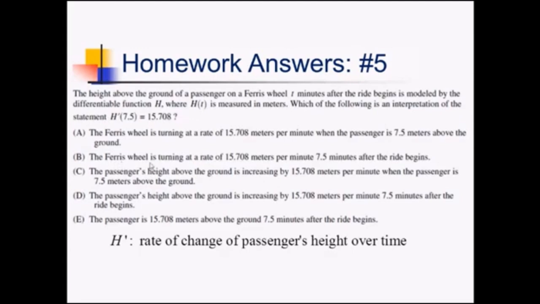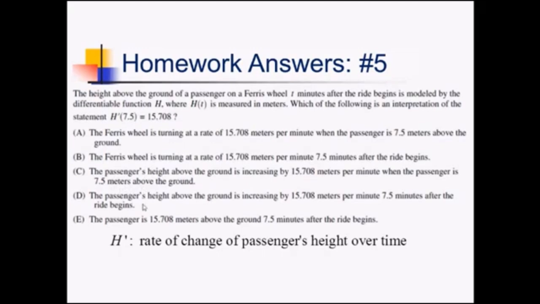Choice B, they're again talking about how fast this Ferris wheel is turning, but we don't care because again, h prime is rate of change of height. Choice C, the passenger's height above the ground is increasing by this many meters per minute, so that part is good, when the passenger is 7.5 meters above the ground. Again, they have the wrong input here. They're plugging in height rather than time.